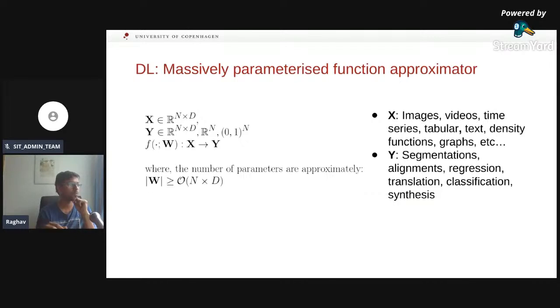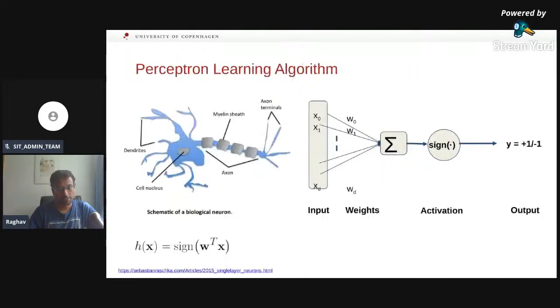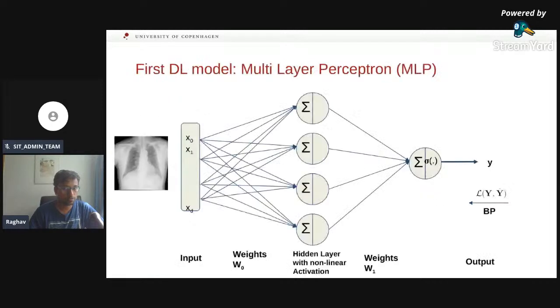Now, for our example, we are interested, for instance, in lung segmentation. So we want to learn a model, which is f and has a bunch of parameters, and plug in a chest x-ray and get the lungs out of it. That's actually a function that is possible to approximate using deep learning.